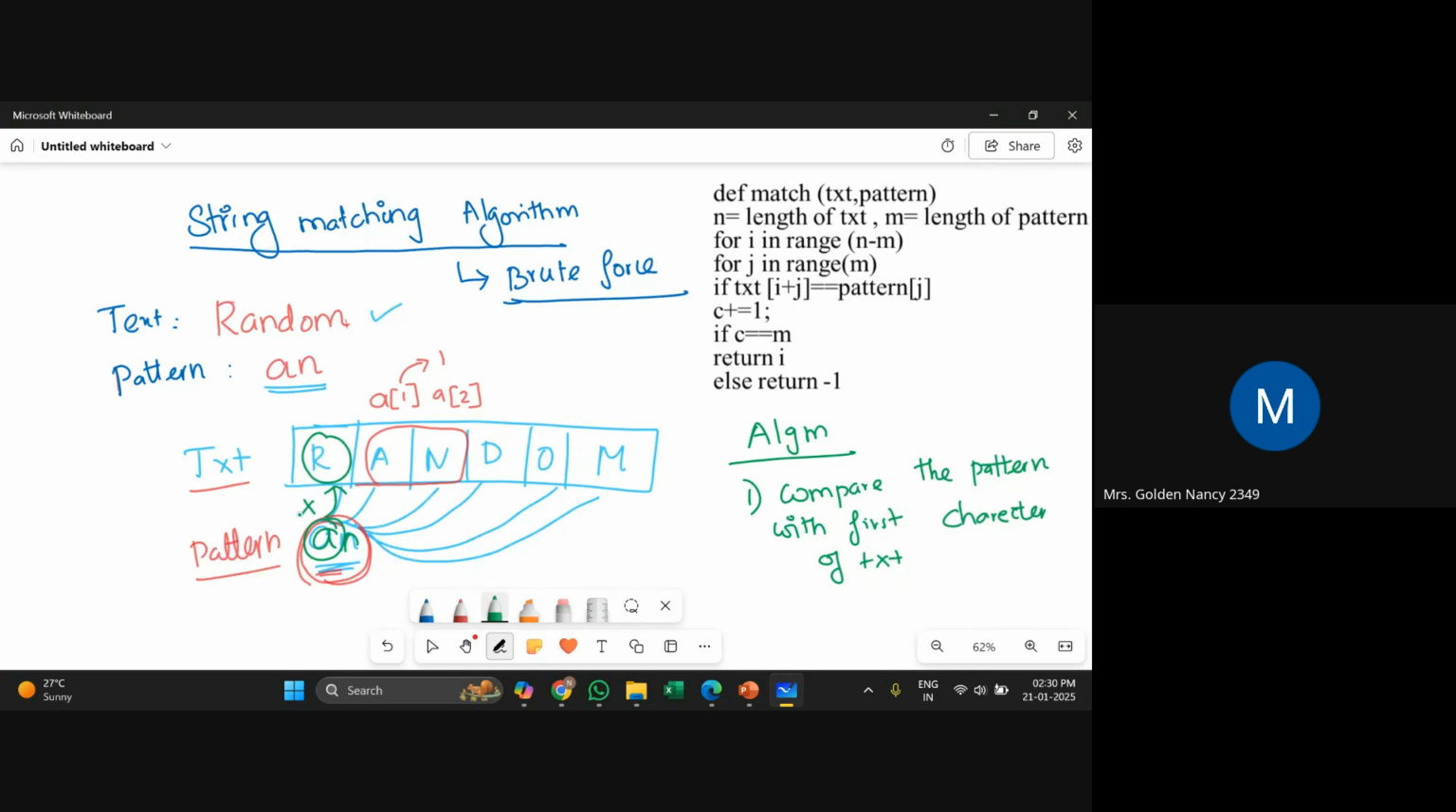This is not equal. So if this is not equal, you have to increment this part. If it is equal, what you have to do? If it is equal, increment.